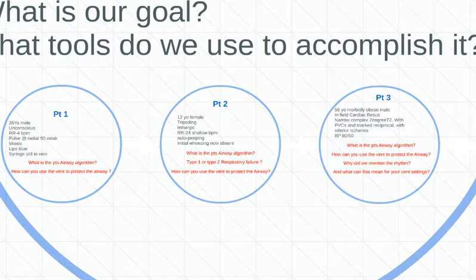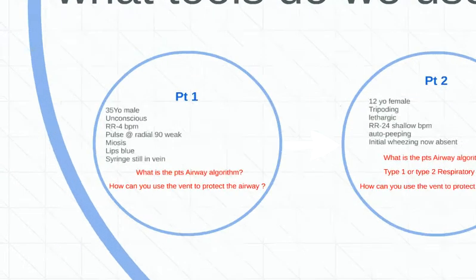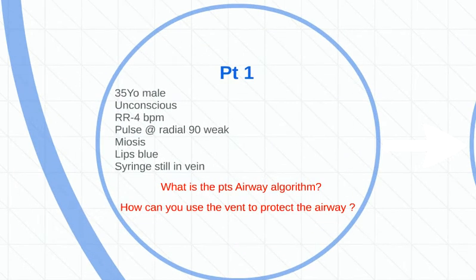So here's some patients that we sort of do the same exact thing over for. 35-year-old male, unconscious, respiratory rate of 4. Pulses are 90 and weak. He's got miosis, blue lips, the syringe still in his vein. What's his patient's airway algorithm? Type 2, exactly. It's a ventilation problem. He's unable to move air. He's obviously a narc overdose. How are we going to protect his airway?